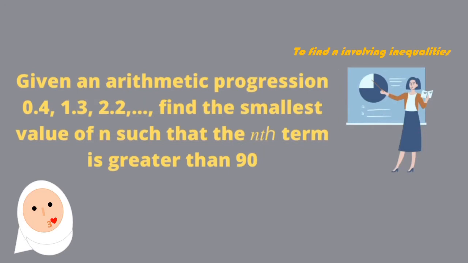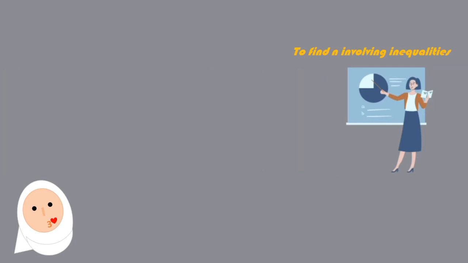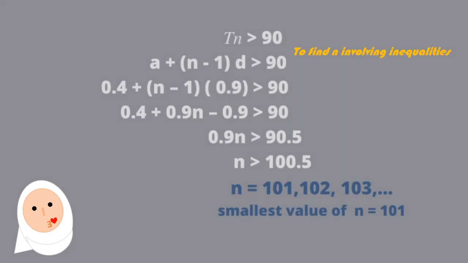Given an arithmetic progression 0.4, 1.3, 2.2, find the smallest value of n such that the nth term is greater than 90. So we need to use the formula a plus (n minus 1)d is greater than 90. Then we substitute the value of a, 0.4, and d, 0.9, into the equation. Then calculate and we get the answer: n is greater than 100.5. So the smallest value of n is 101.